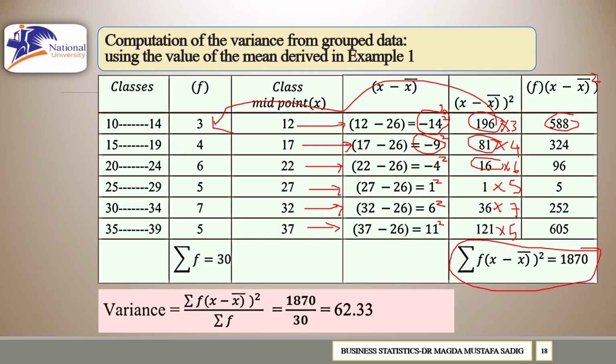Therefore, we are going to employ this formula for the variance, which is equal to the summation of the frequency multiplied by the squared deviations of the class midpoints from the mean, divided by the summation of the frequencies. So our variance is 62.33.